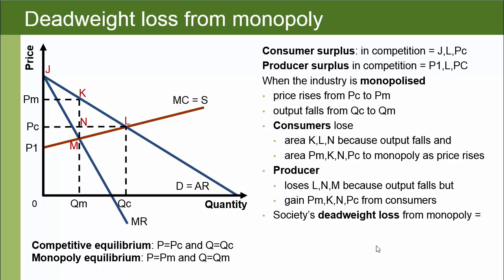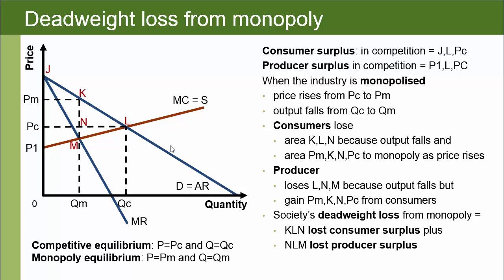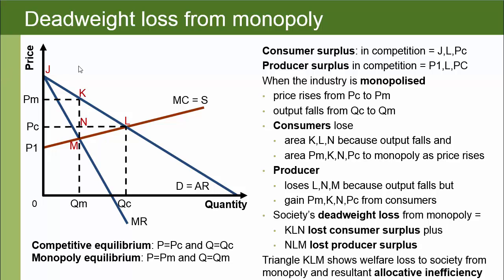So what's the overall loss to society from this move from competition to monopoly? It comes in two parts. The area of lost consumer surplus from lower output and the area of lost producer surplus from lower output. So the total area of welfare loss to society from monopolization is KLM, and that's called a welfare loss triangle. This triangle actually quantifies the cost of allocative inefficiency from monopoly provision.